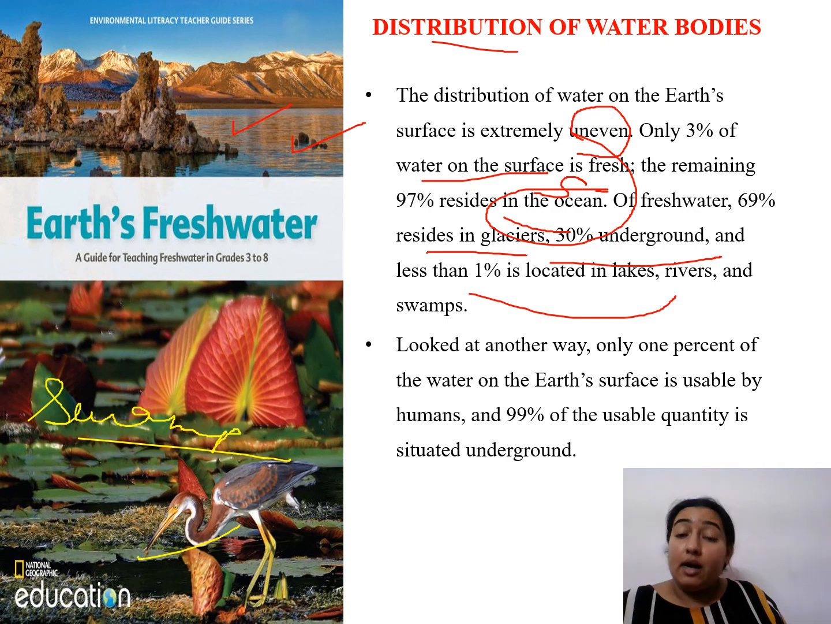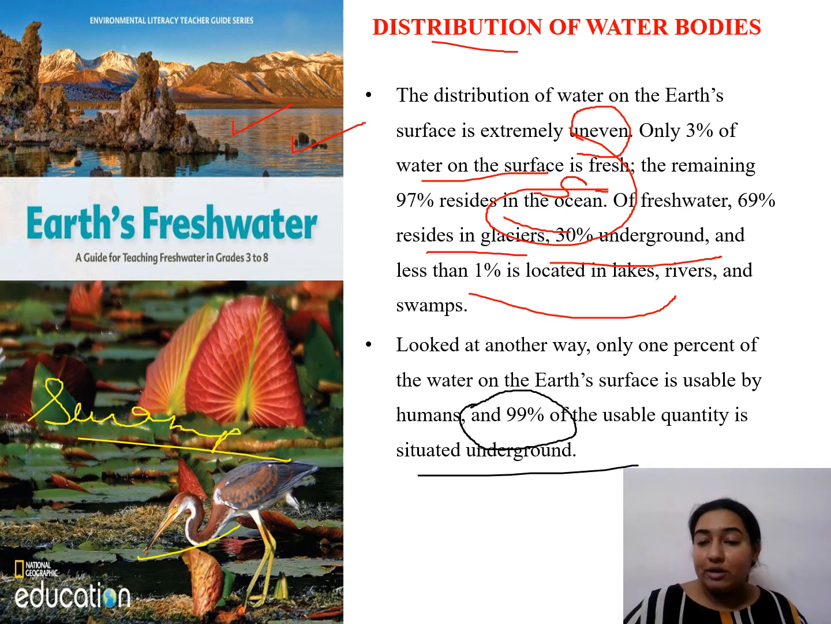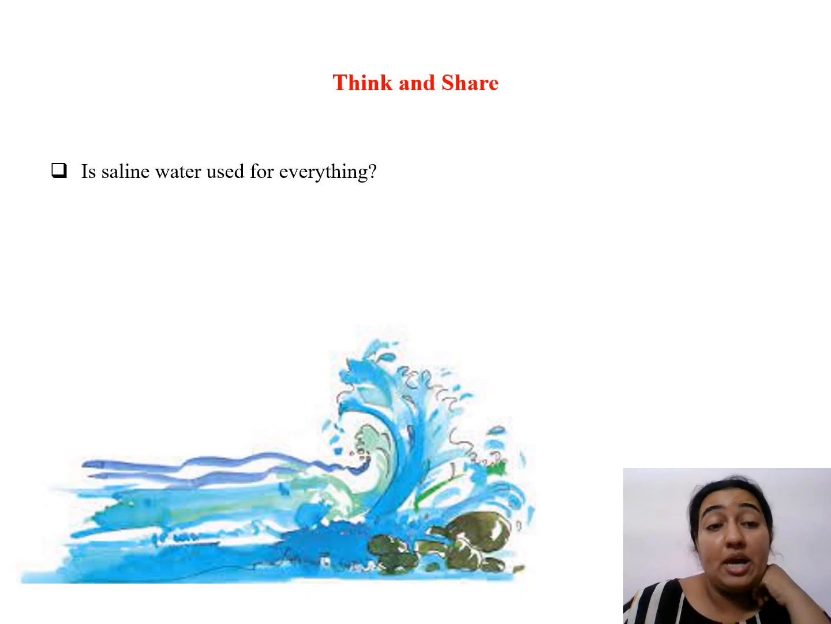Now look at it another way. Only 1% of the earth's surface water is usable by humans. Humans are using only 1% and 99% is situated underground. Then there would still be water scarcity, because only 1% of water is usable. Fine. Now think and then share.